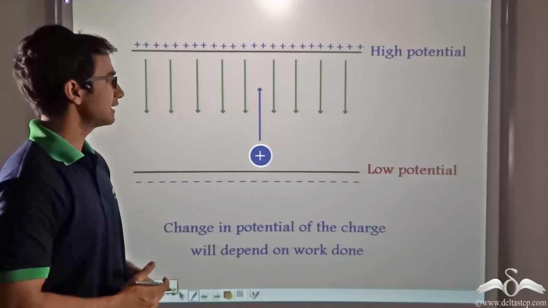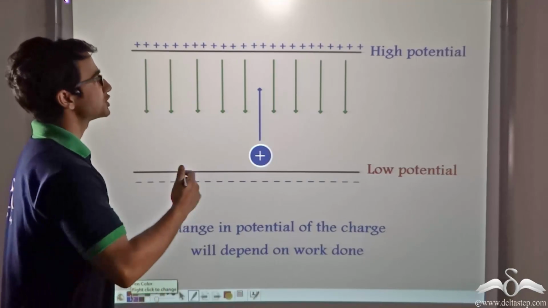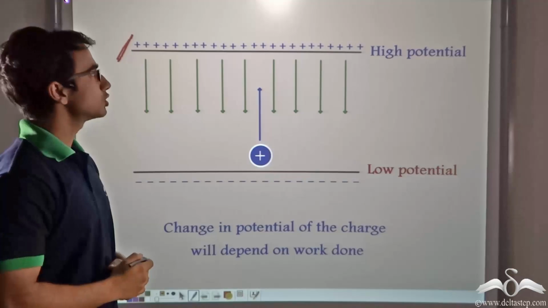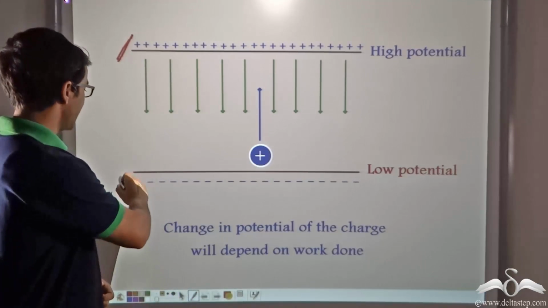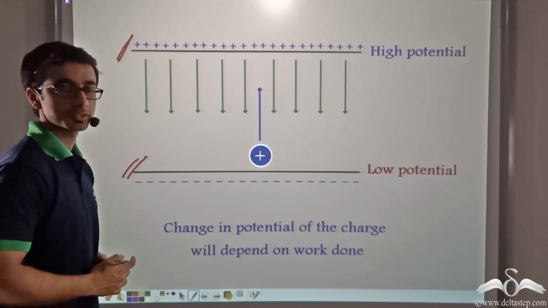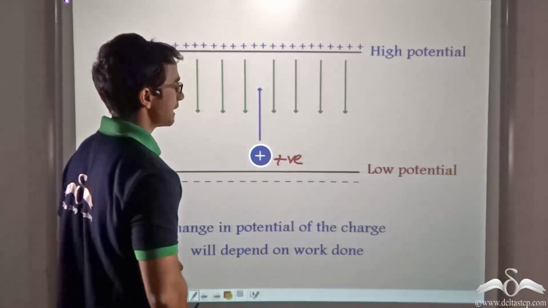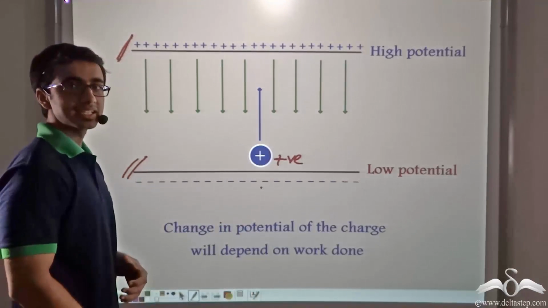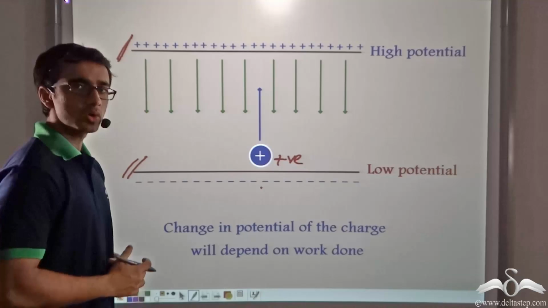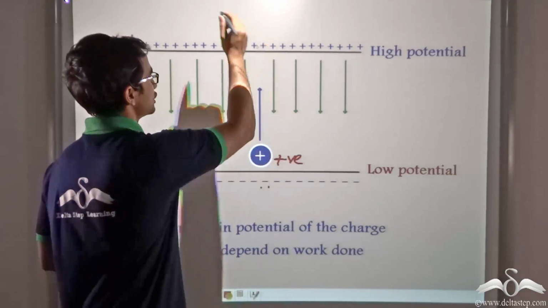Let us consider that a positive charge has been kept inside an electric field. Now, as you can see, this plate contains a deficit of electrons, so it is positively charged. And this plate has an excess of electrons, and thus it is negatively charged. So when the charge, the positive charge, is kept near the negative plate, there is an attractive force between these unlike charges. Now, I want to move this charge from the negative plate to the positive plate.